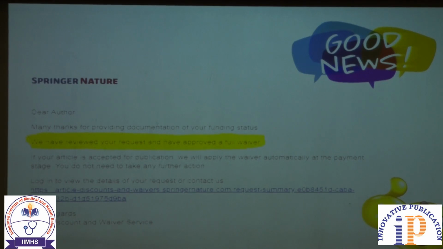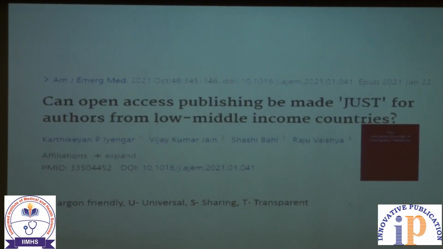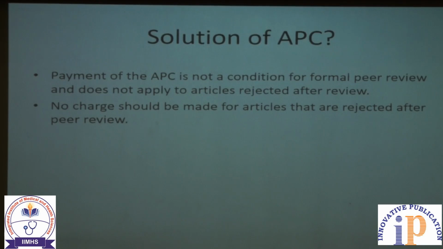Next slide, please. Because I have talked about transparency, we have written another article: can open access publishing be made just for authors from lower middle income countries? It is defined by the European Commission, but it should also be jargon-free, universal, sharing and transparent to each and everyone all over the world. Next please. So what are the solutions for APC? How can we deal with it?